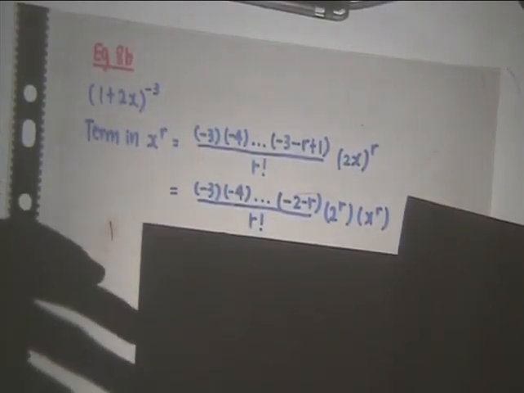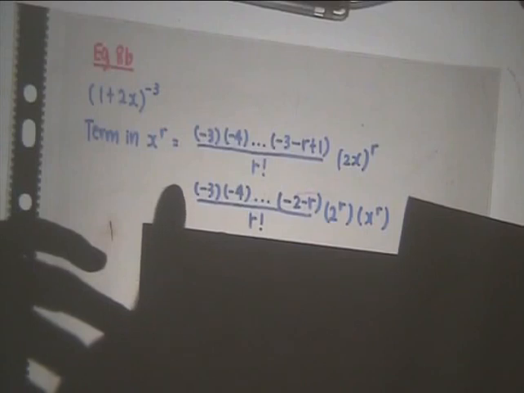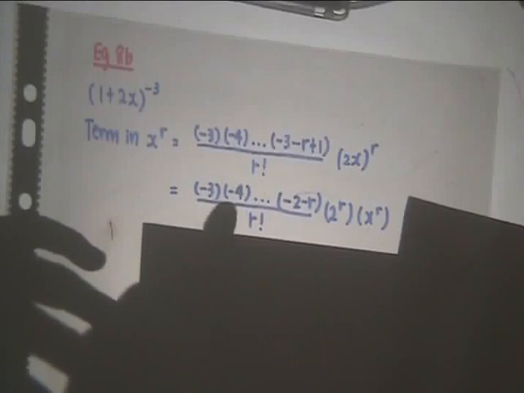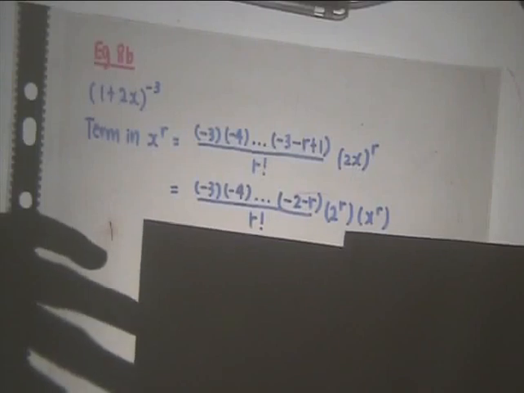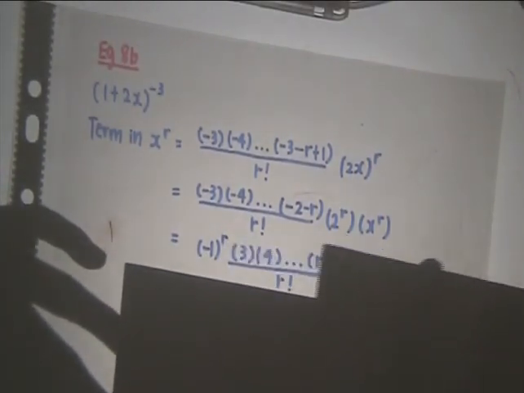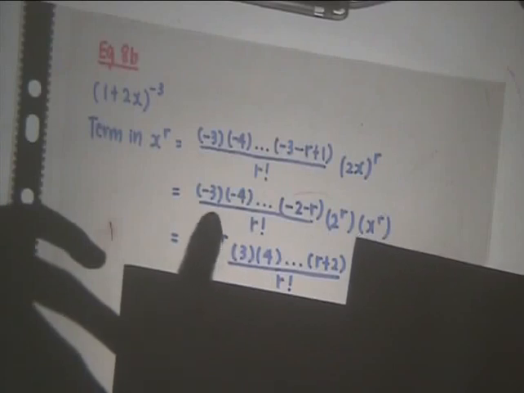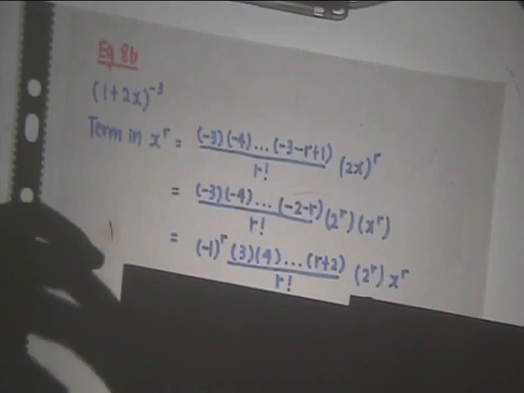So similarly, just as in part 8 part A, I take out all the minus 1s from here. So minus 3, I can write it as minus 1 times 3. Minus 4, I can write it as minus 1 times 4. And minus 2 minus r, I can write it as minus 1 times r plus 2. So in total, there are r times of minus 1. So I write it as minus 1 to the power of r, times, now I take out the minus, so I'll be left with 3 times 4 times 5 all the way to r plus 2 over r factorial, 2 to the power of r, x to the power of r.